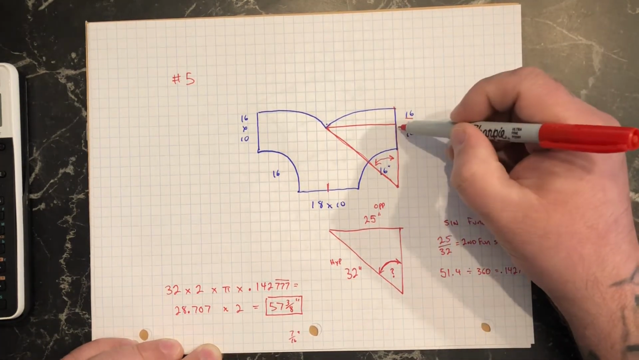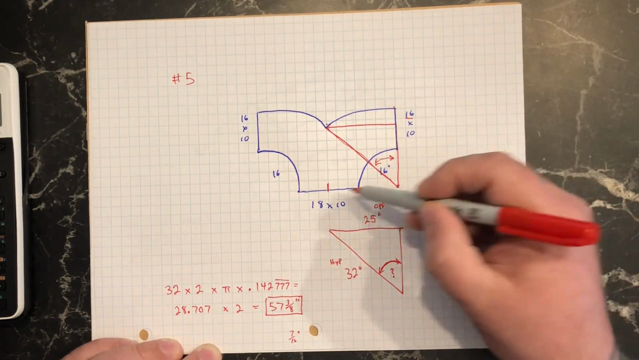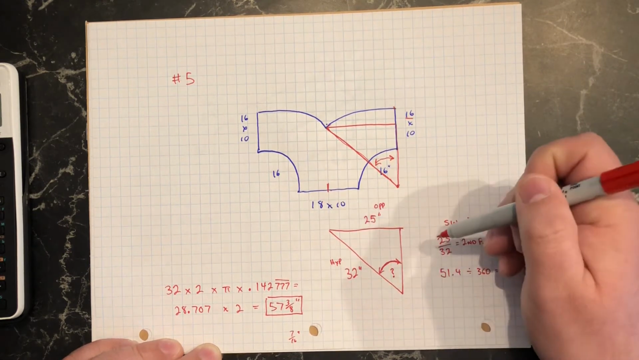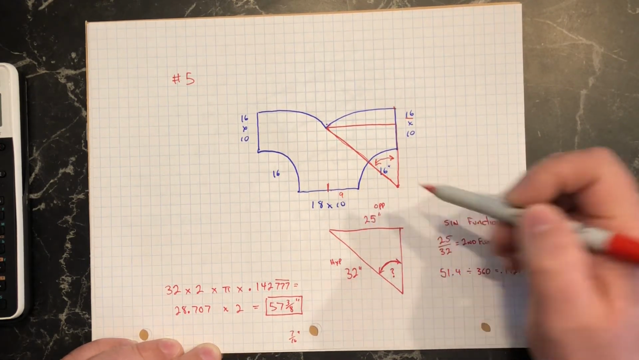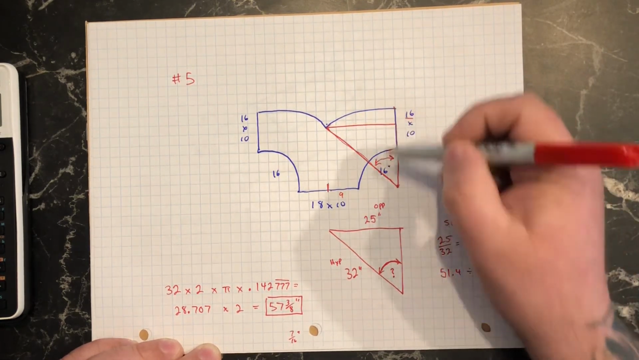Then from this edge to the center here is the center of the pair of pants here. So this dimension here, 16 plus half of 18. So that's going to be 9 right there. So 16 and 9 is 25. So that gives me this length of the triangle right here.